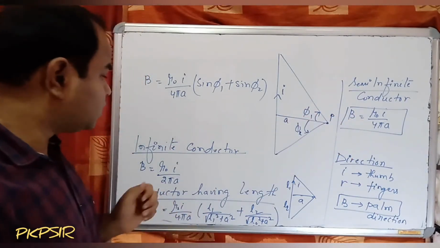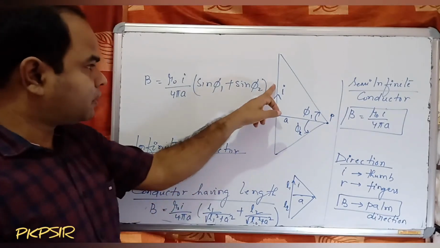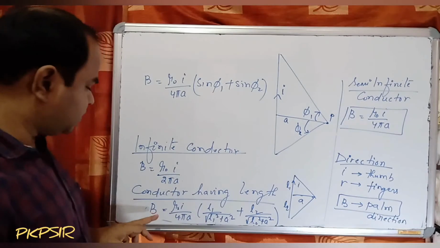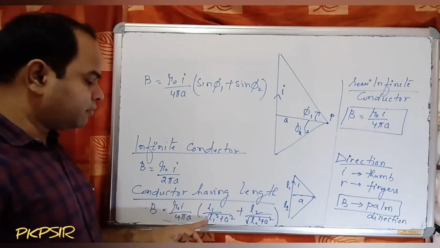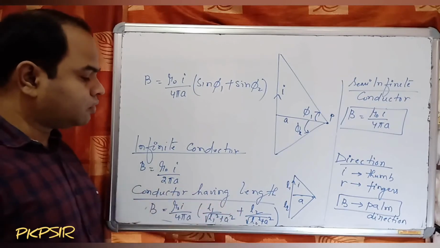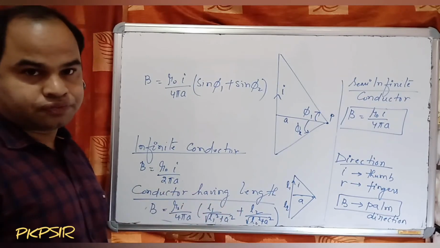And if the conductor has finite length, with the upper part of length L1 and the lower part of length L2, then B is equal to mu naught I by 4 pi a, times L1 by root over L1 square plus a square, plus L2 by root over L2 square plus a square.